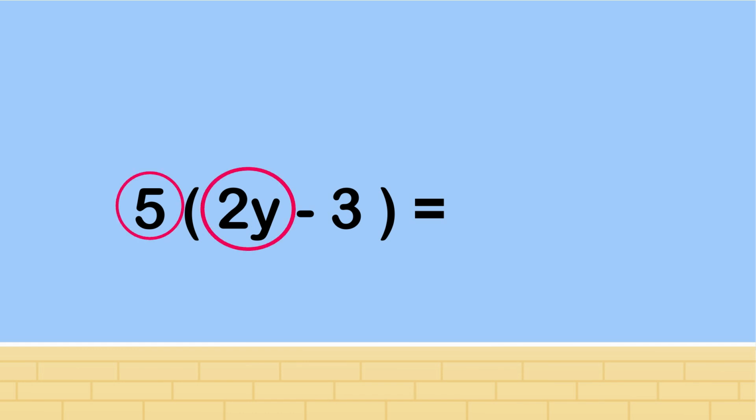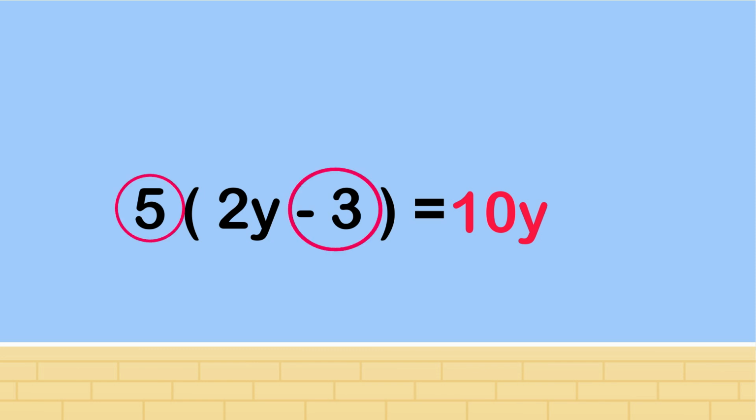5 times 2y, that is 10y. Then 5 times negative 3, which is negative 15. 10y − 15 is the expanded form of this expression. We got rid of the bracket.